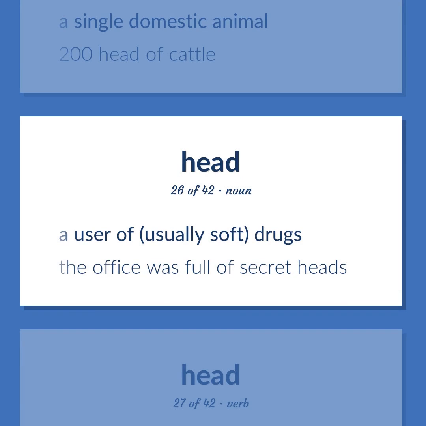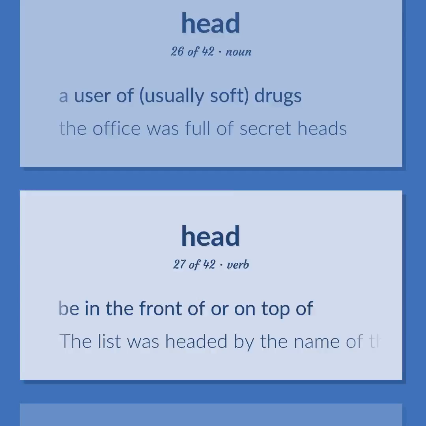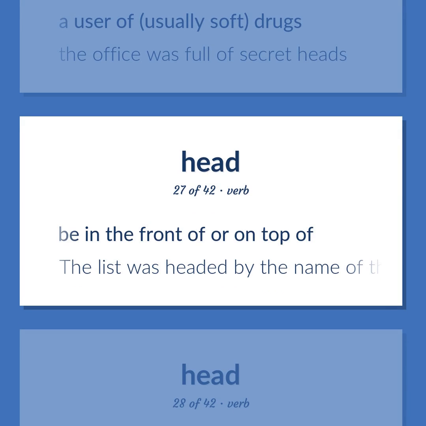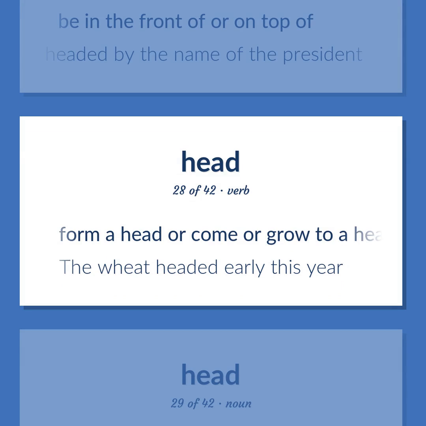A user of, usually soft, drugs. The office was full of secret heads. Be in the front of or on top of. The list was headed by the name of the president. Form a head or come or grow to a head. The wheat headed early this year.